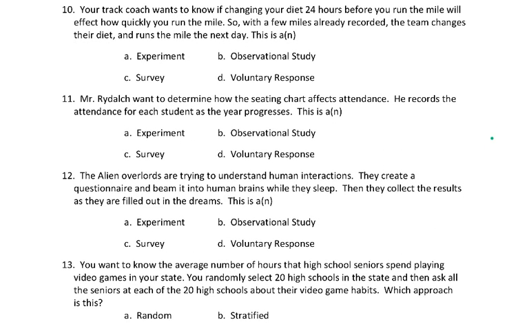Number 10. Your track coach wants to know if changing your diet 24 hours before you run the mile will affect how quickly you run the mile. So with a few miles already recorded, the team changes their diet and runs the mile the next day. This is an experiment, observational study, survey, or voluntary response.